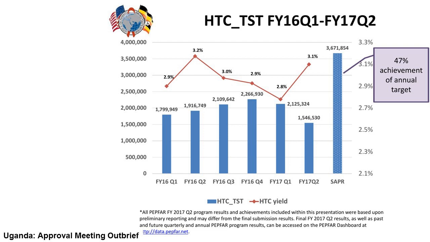There's something about this chart that I think is important for people to see. In the first place, the axis on the right, you see at the bottom, it starts at 2.1%, and it goes up to 3.3%.